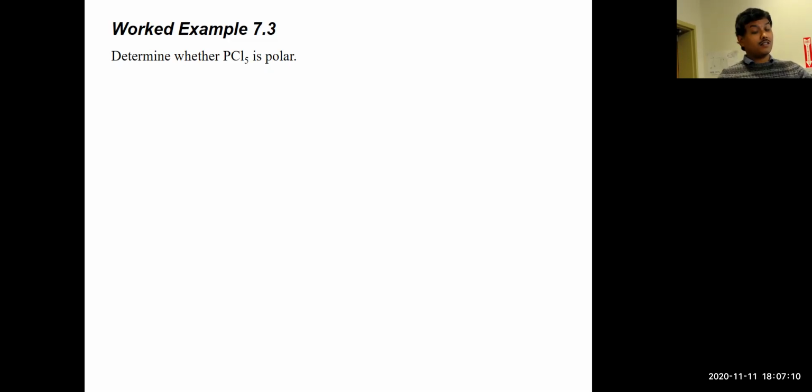so that you can clearly see what types of bonds are present in PCl5, and then you will identify if those bonds are polar or not. If they were not polar, you don't have to go further. You can call the molecule non-polar. But if they happen to be polar, then you need to look if there is cancellation of charges, cancellation of dipole moments or not, to determine if the molecule is polar or not. All right.